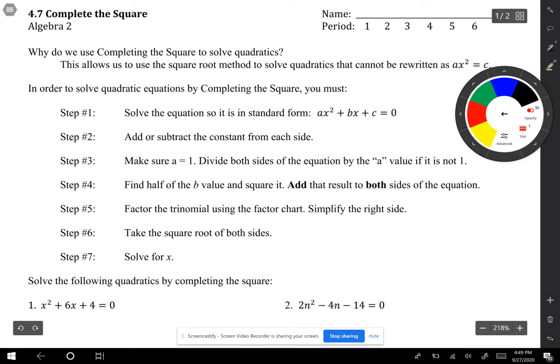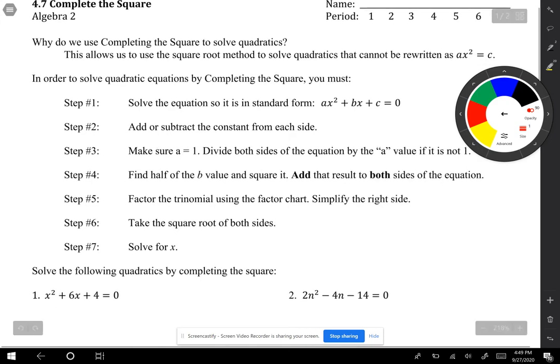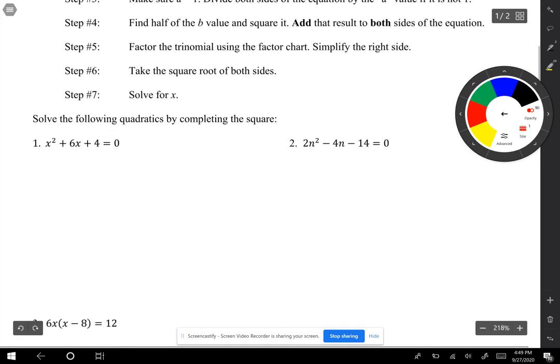All right. So example number 1, solve the following quadratics by completing the square. So first thing we should do is identify a and b because we're going to need a and b later. And that's if it's in standard form, and it is. So step 1 is already done for you because it's already in standard form. Step 2, move the constant to the opposite side. Well, the constant's a positive 4, so to move it, you want to do the opposite. Let's subtract.